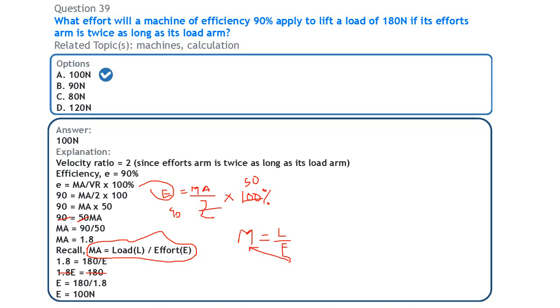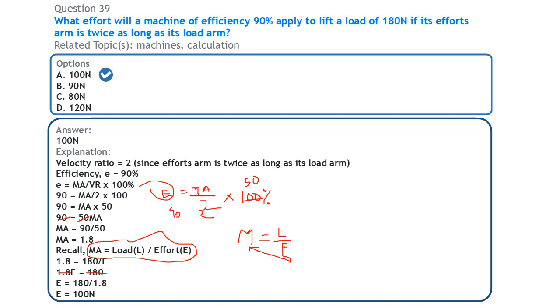However, we can see that in the question, the only thing we have here is load, 180 Newton. We don't have the mechanical advantage. Hence the need for us to first use the formula for efficiency equal to mechanical advantage over velocity ratio times 100%. We need to use this formula first to calculate our mechanical advantage before we then come back to this. Now they gave us the efficiency from the question as 90%. That is a machine of efficiency 90%. We have that. The velocity ratio is 2.